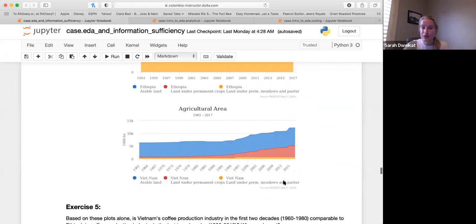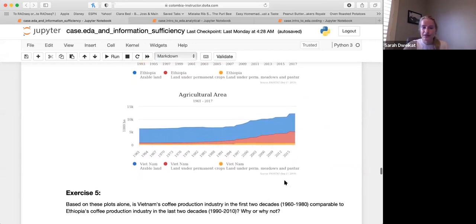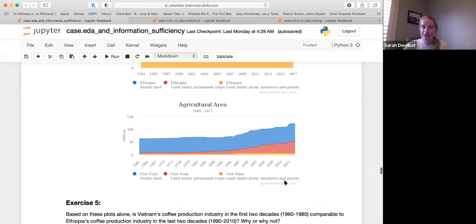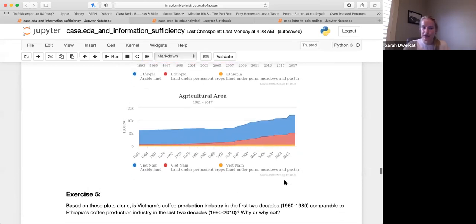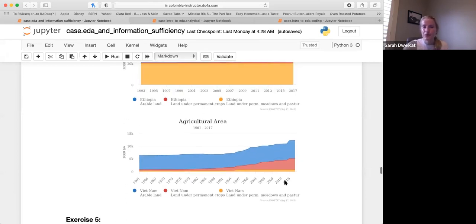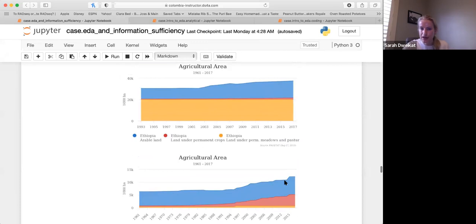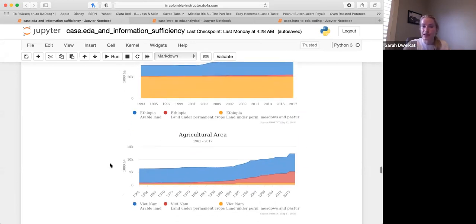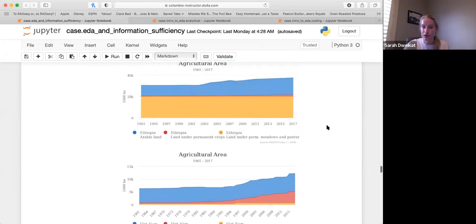And then comparing that with Vietnam, and their trends over time. So let's look at, we kind of answered exercise number 5 about is it comparable, but I want to focus now on this agricultural area to say, based off of this plot, do we also feel that way? Are they pretty comparable in terms of, maybe, the percentage of arable land they have available, or the things that you notice about these two plots?